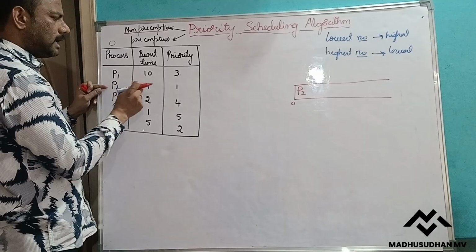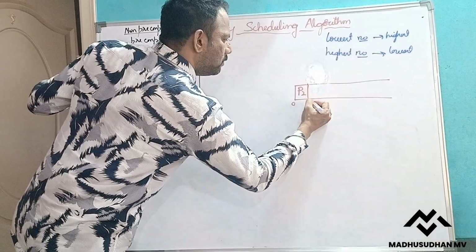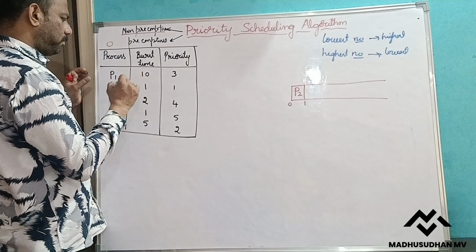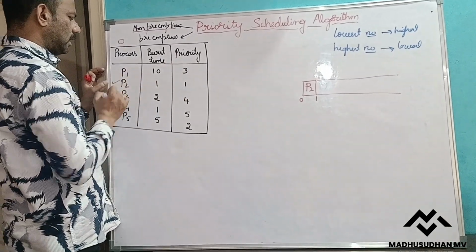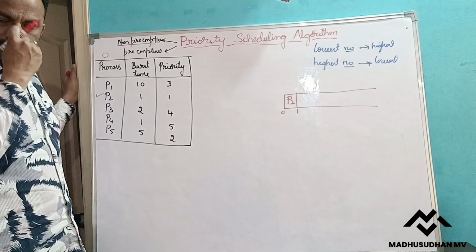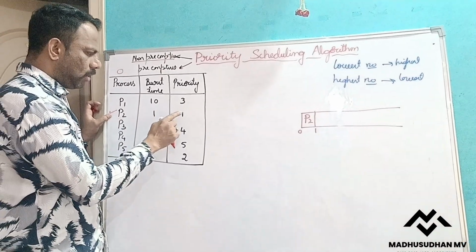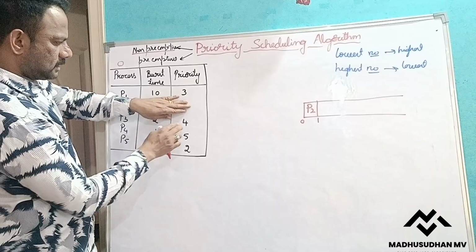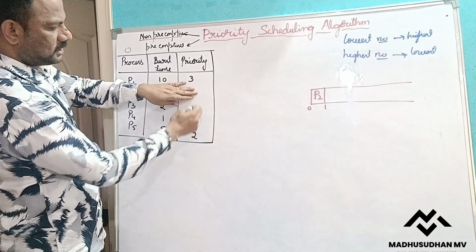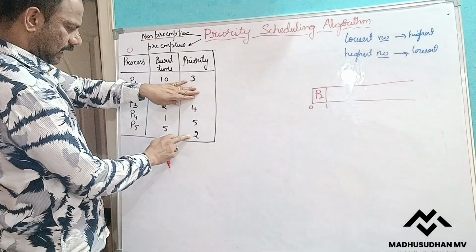Now P2 executes and it needs only 1 millisecond, so it will stop at 1 millisecond. Okay, that means P2 is done. Now among the remaining processes 3, 4, 5, 2, which is the lowest number? This is having the highest priority right now.